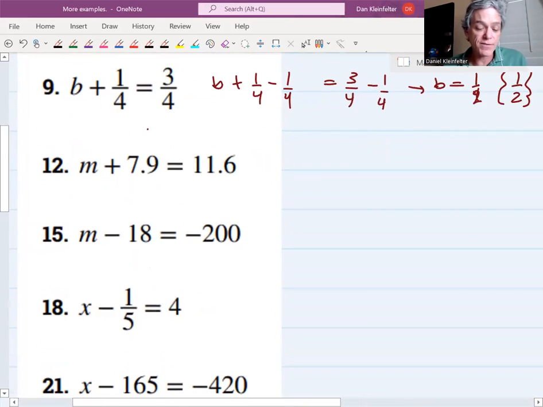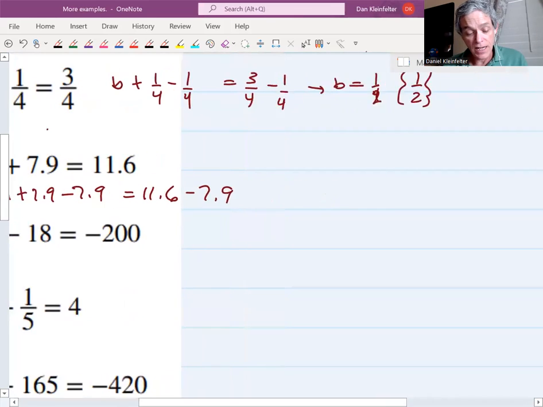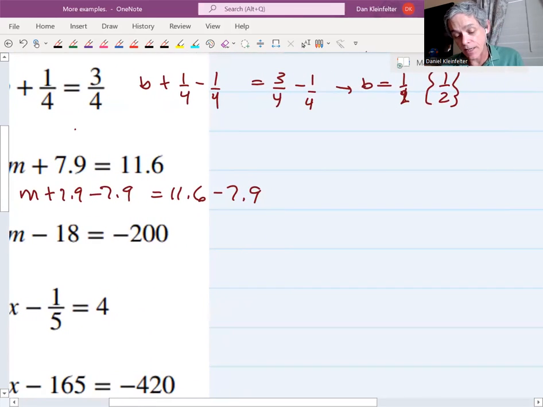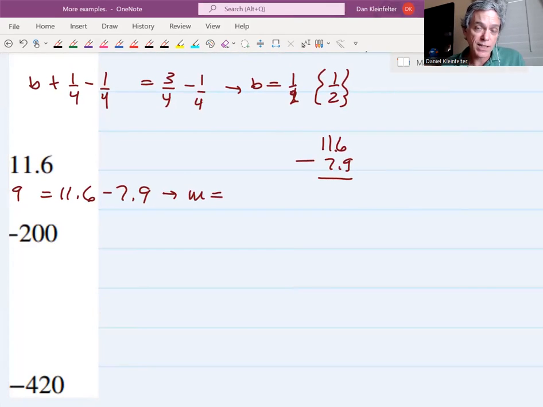In number 12, we have something similar, but decimals this time. So here, m plus 7.9 equals 11.6. We're going to be subtracting 7.9 from both sides. And so the left side will be that single m. And then the right side, we need 11.6 minus 7.9. 16 minus 9 is 7. 3.7, it looks like.